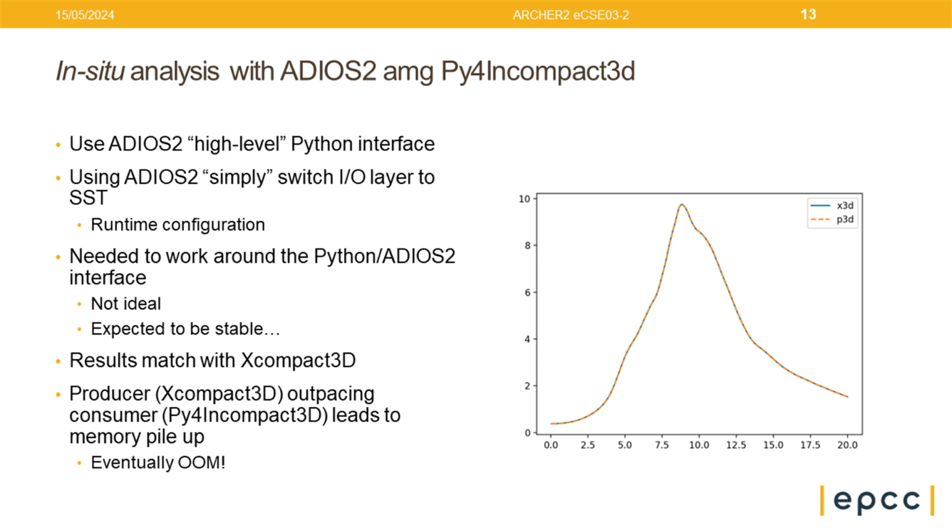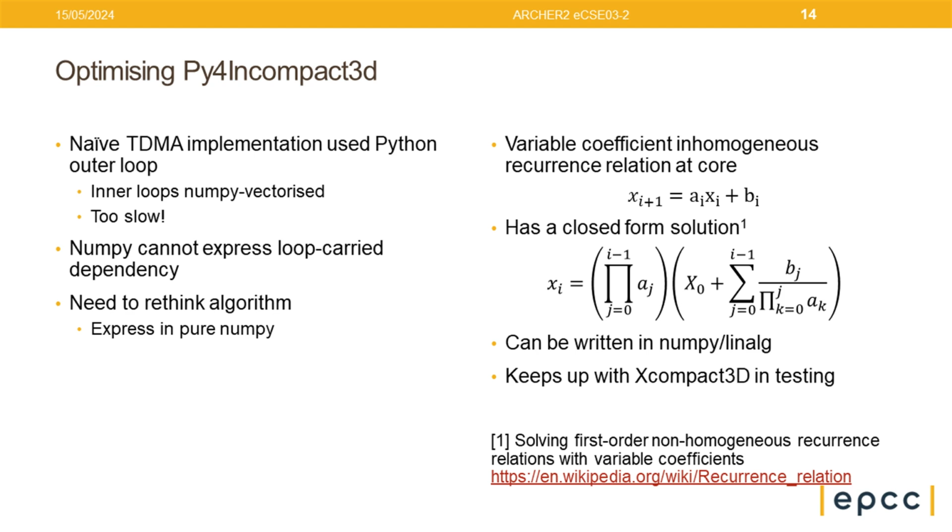But the issue I ran into with this was that if Xcompact3D runs faster than Pi for Xcompact3D, even though both are parallel, eventually you get these out-of-memory errors as the unprocessed data begins to accumulate. So the way to address this obviously was to look into optimizing Pi for Xcompact3D.